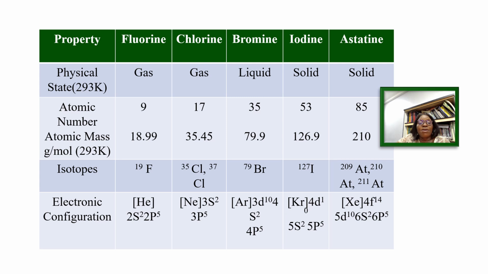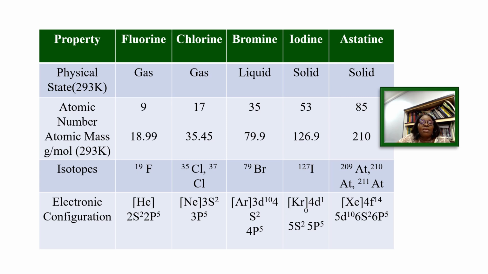The atomic number. Fluorine is 9, chlorine is 17, bromine is 35, iodine is 53, and astatine is 85. For their atomic mass in gram per mole, fluorine is 18.99, chlorine is 35.45, bromine is 79.9, iodine is 126.9, and astatine is 210.